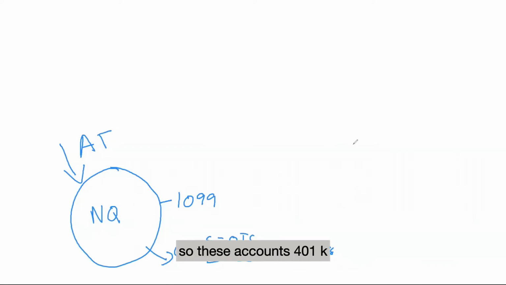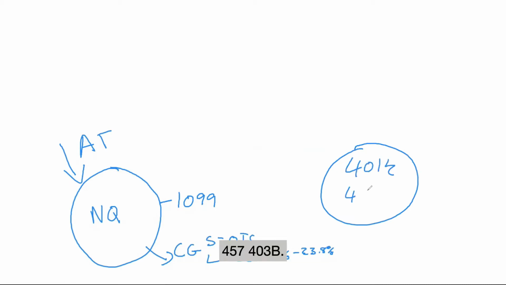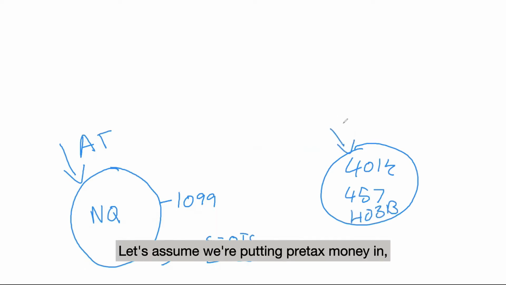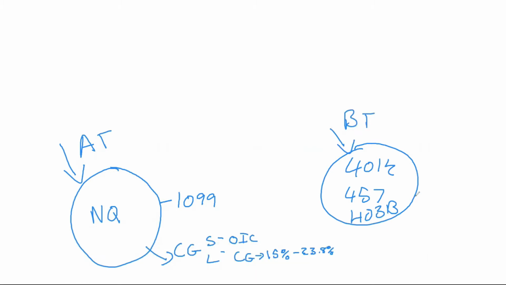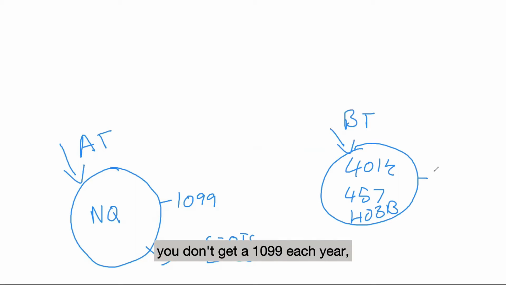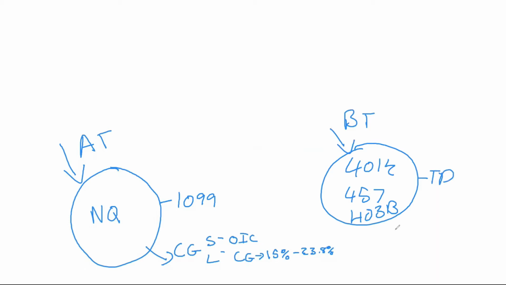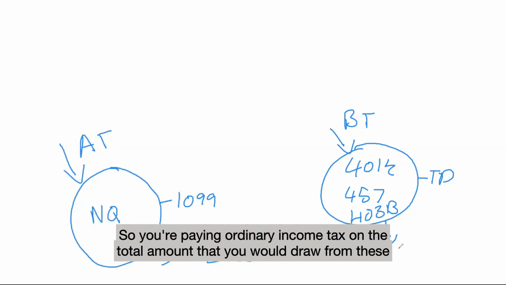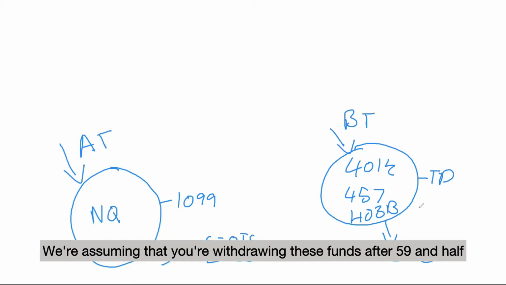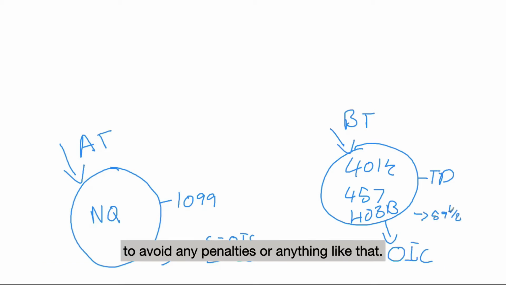All right, so these accounts, 401k, 457, 403b. Let's assume we're putting pre-tax money in, so it's before tax, right? So it comes before your paycheck, before your pay stubs. Here, you don't get a 1099 each year, so they grow tax deferred. And when you take money out, you have to pay 100% ordinary income tax. So you're paying ordinary income tax on the total amount that you withdraw from these funds. We're assuming that you're withdrawing these funds after 59 and a half to avoid any penalties or anything like that.